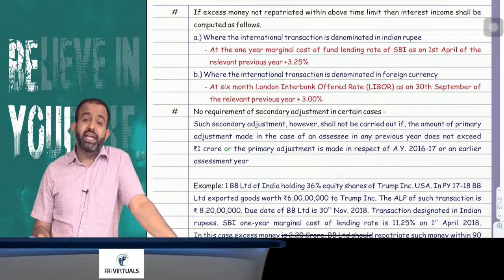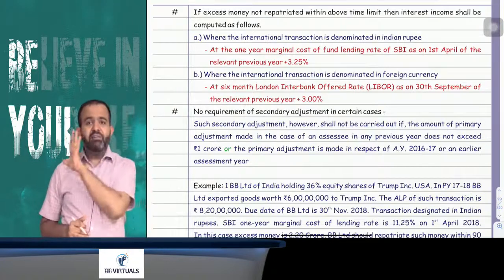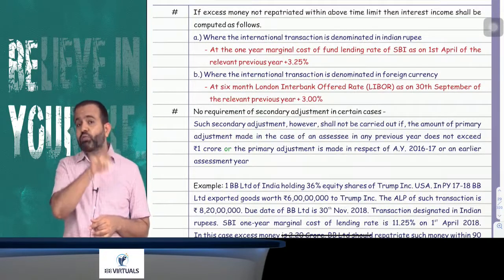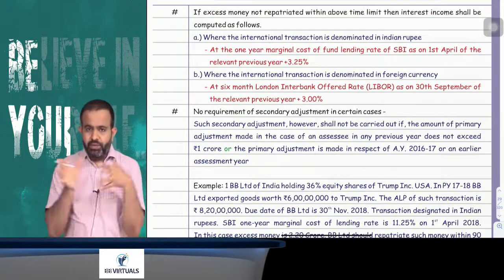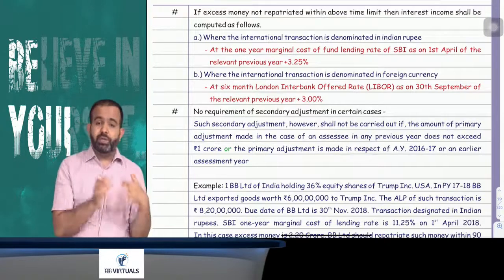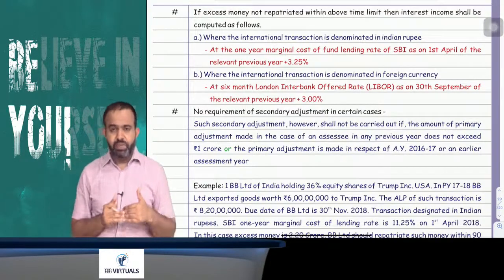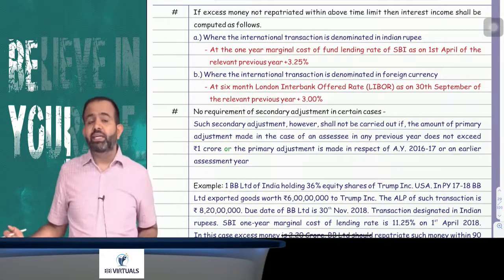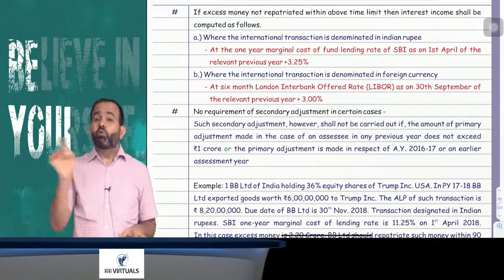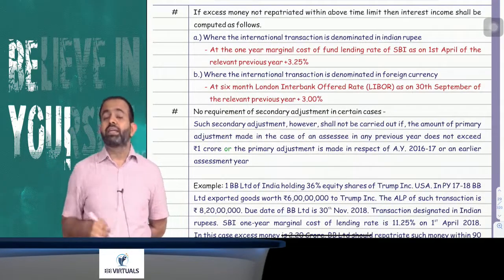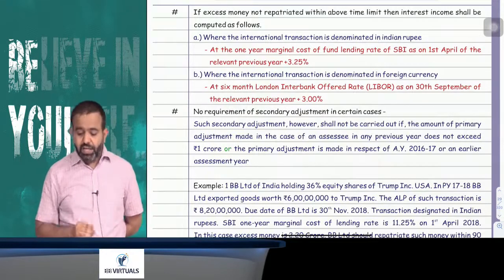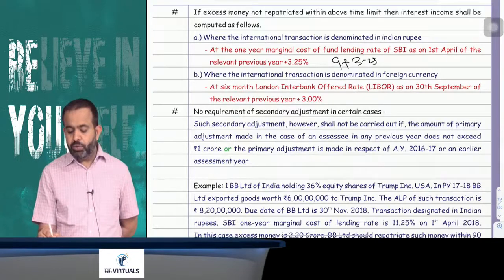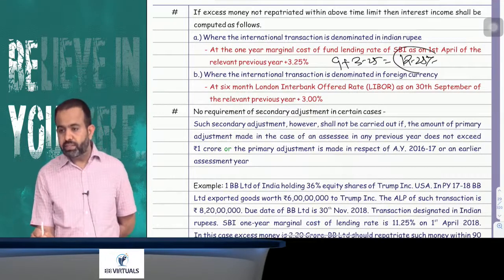In that case, your rate will be the SBI 1 year lending rate as on the 1st April of the previous year, means the previous year for which income is included, the previous year for which interest is calculated basically. So I can say that if the transaction was denominated in Indian currency, then your interest rate will be the SBI 1 year marginal lending rate as on 1st April of previous year plus 3.25%. Suppose the SBI rate is 9%, then you add 3.25, so it comes to 12.25%. You got my point or not?